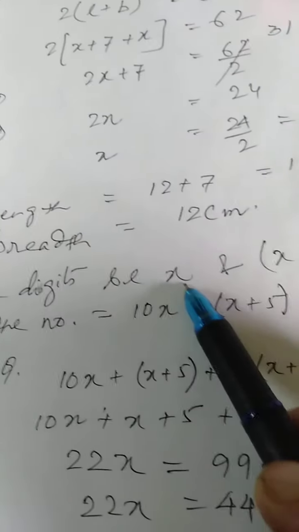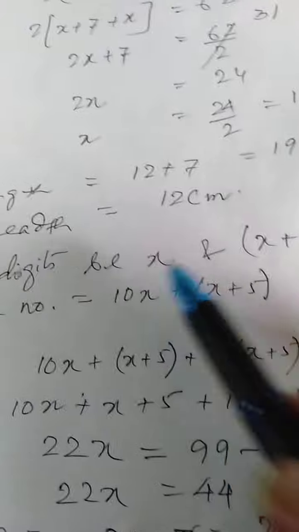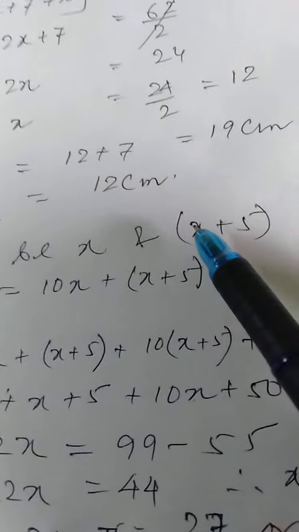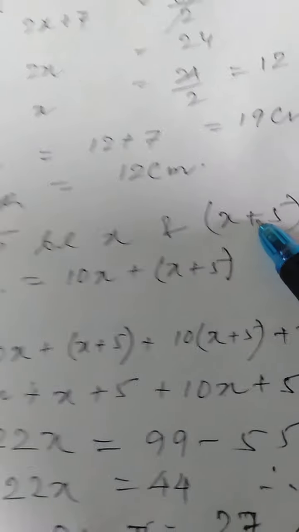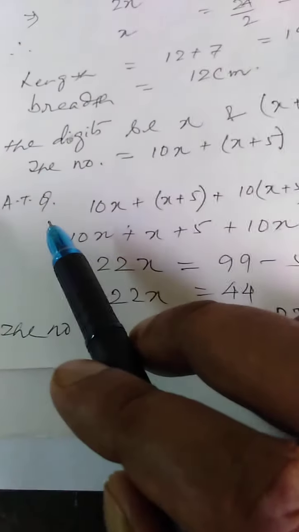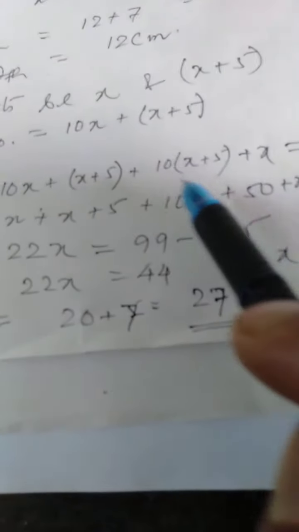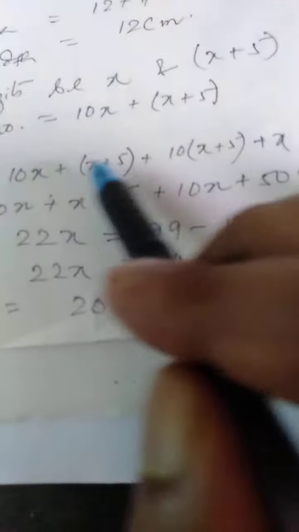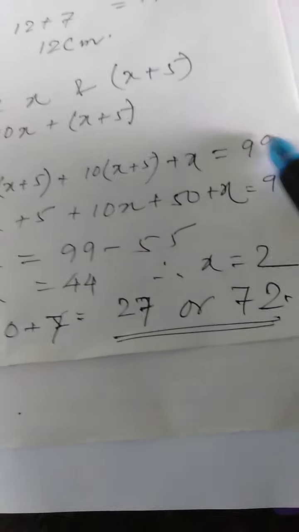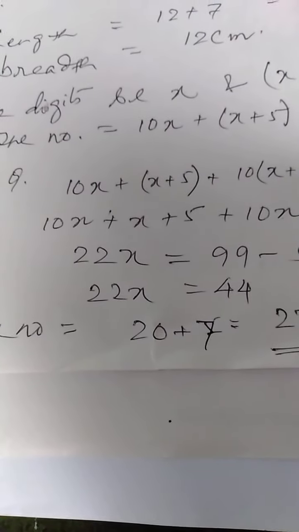So let us take the tens digit to be x and the unit digit to be x plus 5. Why? Because they have told that the difference of digits is 5. I can also take x minus 5. The number will be 10x plus x plus 5. Okay. Now, this is the original number and this is the new number formed by interchanging the digits. You can see here that x and x plus 5 are interchanged. So this is the original number and this is the number formed by interchanging the digits. And their sum is 99.